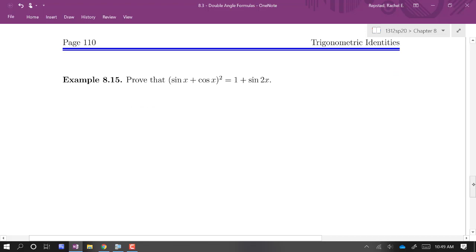All right, let's do one more. We're going to prove that the square of sine plus cosine is equal to 1 plus sine 2 theta. So I'm going to start with the left side, because I see an algebraic path forward. And that is, I want to square that sum, so let's just multiply it out.